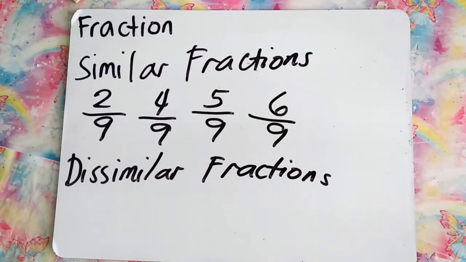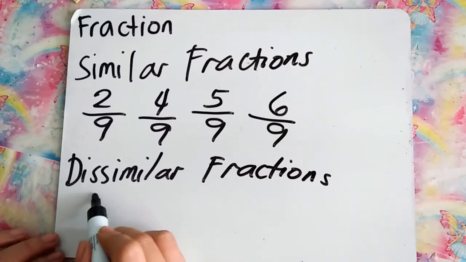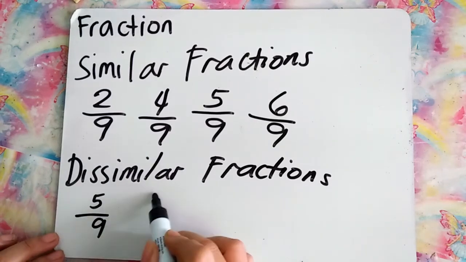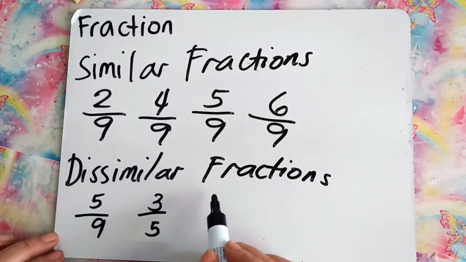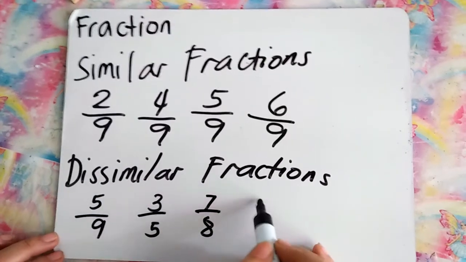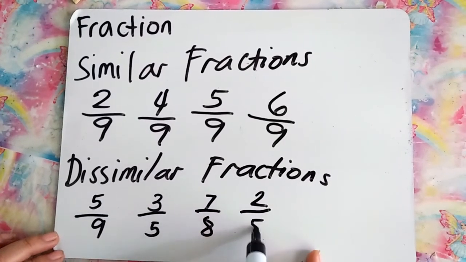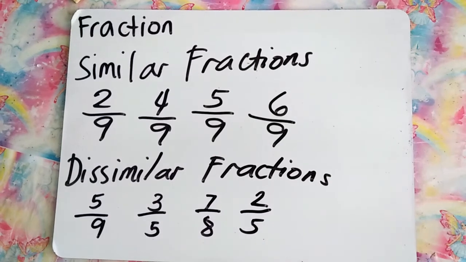Next is dissimilar fractions. These are sets of fractions that do not have the same denominators, also called unlike fractions. Example is 5 over 9, 3 over 5, 7 over 8, and 2 over 5. These fractions do not have the same denominator, so these are dissimilar fractions or unlike fractions.